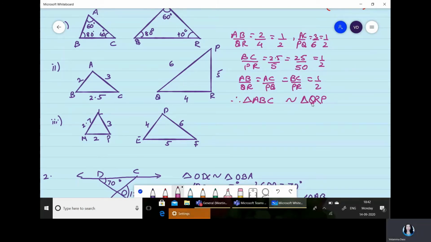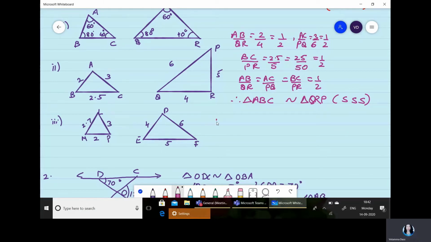And A, B, C corresponding to Q, R, P, and the correspondence is S, S, S. Similarly, when I compare the third one, again we can find here 2 is there and 4, 3 is there, 3 upon 6, half. That is, 2 upon 4 will give me half, 3 upon 6 will be half, but here it is 2.7 and 5, which will not give me half.